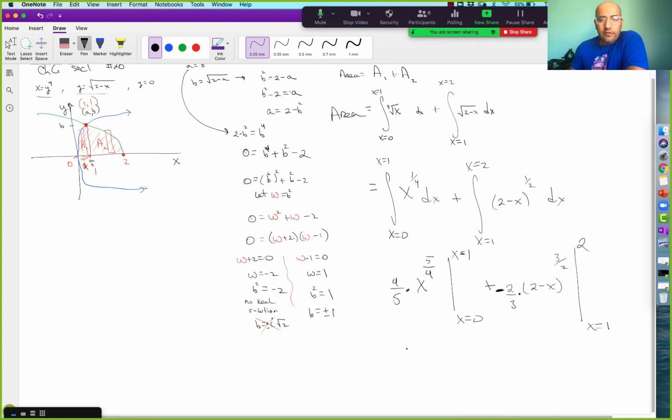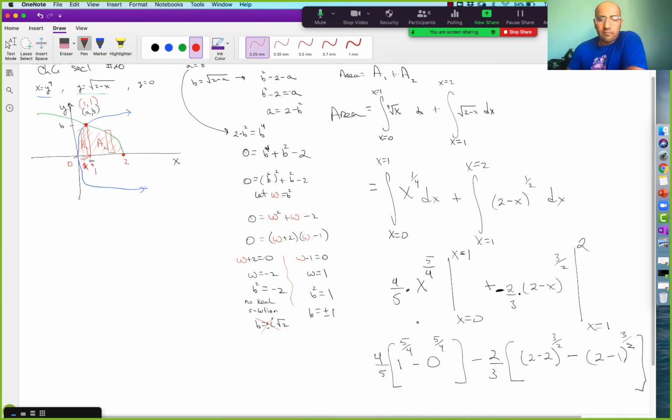Okay, so let's evaluate all of these guys. I get 4/5. I'm going to just kind of factor that out, since it's a constant, and then I get 1 to the power of 5 over 4 minus 0 to the power of 5 over 4. That's going to be easy. And then I'll have a minus 2/3 factored out. And now it's this thing, which is going to be 2 minus 2 to the power of 3 over 2 minus 2 minus 1 to the power of 3 over 2.